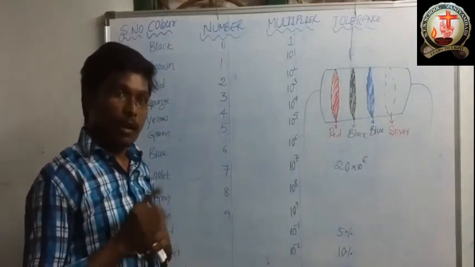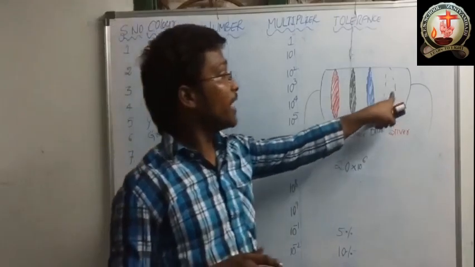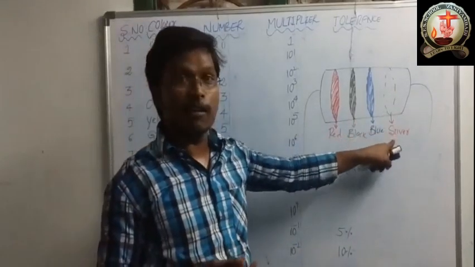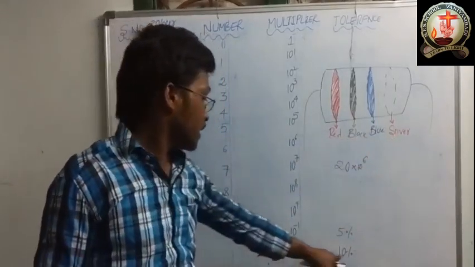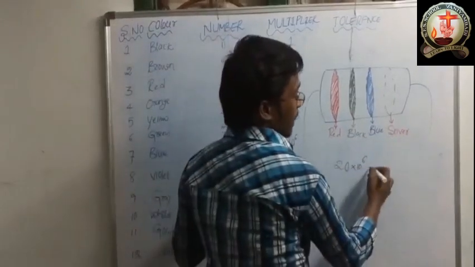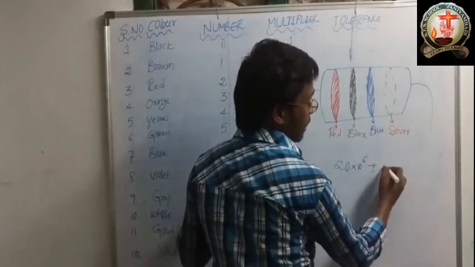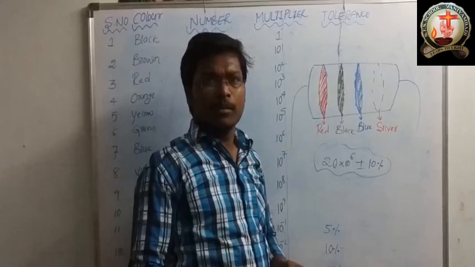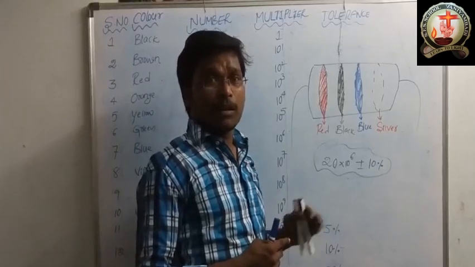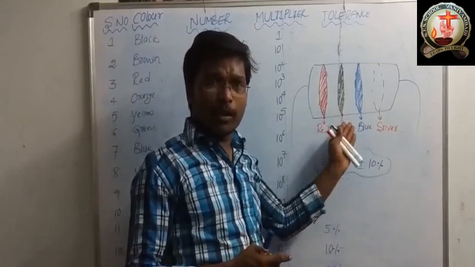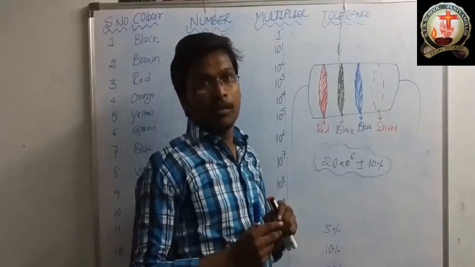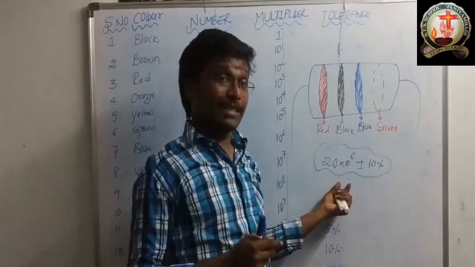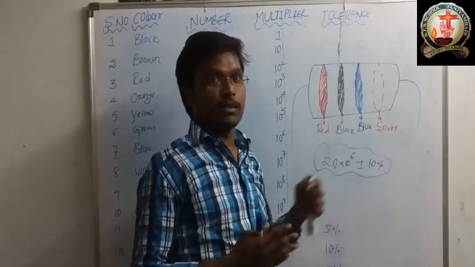Now, the fourth ring, I told you what it will indicate? Tolerance. So what is the fourth color? Silver. Silver tolerance is how much? 10%. So here you can keep the plus or minus symbol, 10%. This is the resistance value of this carbon resistor.